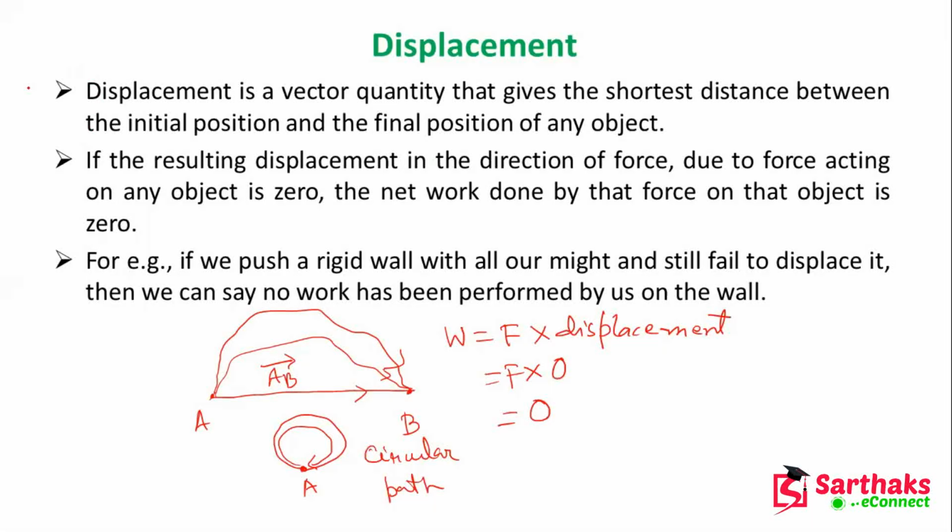That has been written here. First, I have told you that displacement is a vector quantity that gives the shortest distance between the initial position and final position. Then I have told you, if the displacement vector equals 0, work done equals 0. And if I push a wall, the wall will not move, because I don't have so much force that it will break down and move. That is possible in a movie, it is not possible here. So work done at that time is also 0.